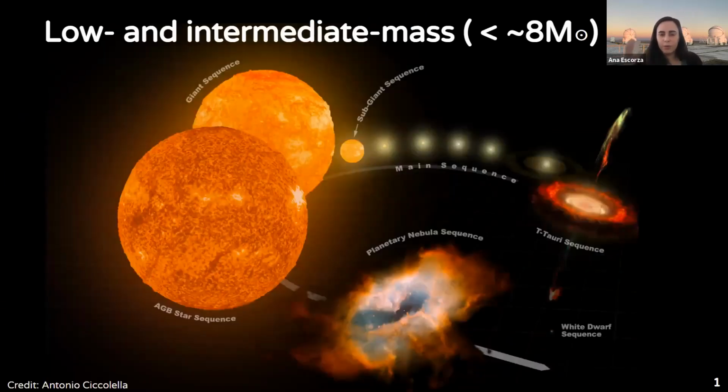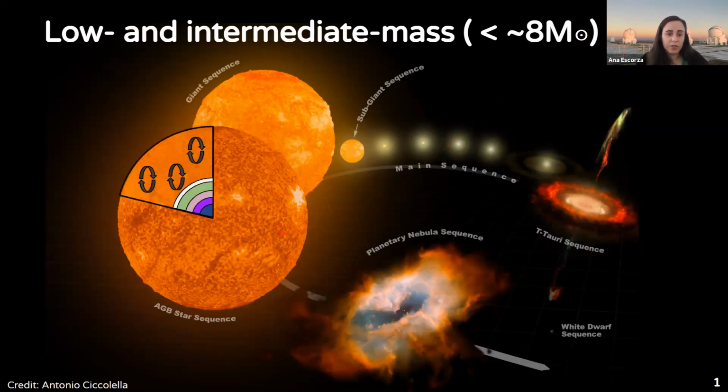Just to put everyone on the same page and to start smoothly, I want to mention that AGB stars are low and intermediate mass evolved stars, with masses below around 8 solar masses. And the structure of these stars is quite interesting. This is a cartoon totally not to scale.